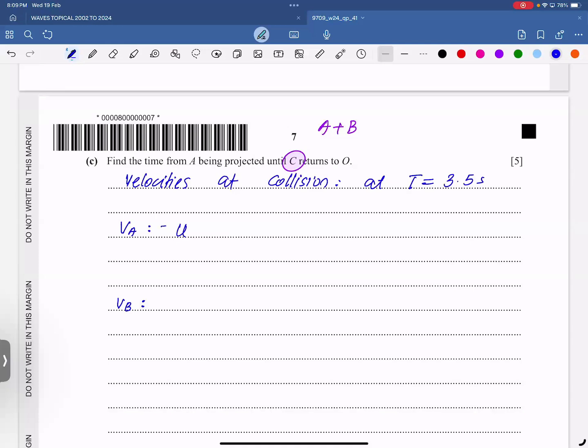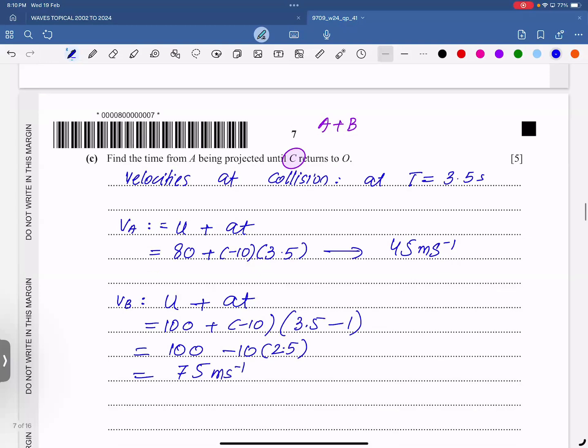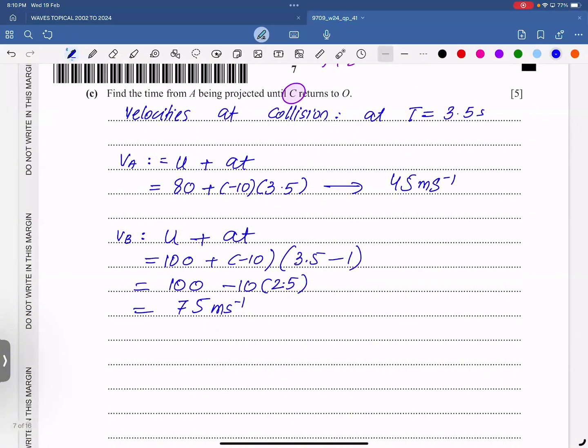v is equal to u plus at. So for A, u was 80 plus negative 10 into 3.5. You calculate this, which is 45 meters per second. For B it is also v equals u plus at. This was 100 plus negative 10, but the time is 3.5 minus 1, which is 100 minus 10 into 2.5, 100 minus 25, which is 75 meters per second. So they are colliding with these speeds. Now these are their speeds before collision.